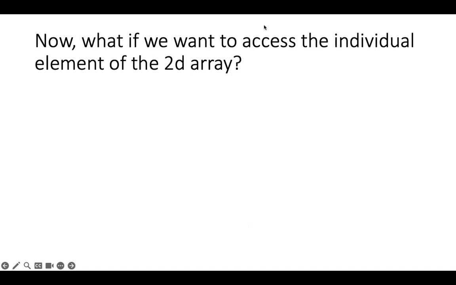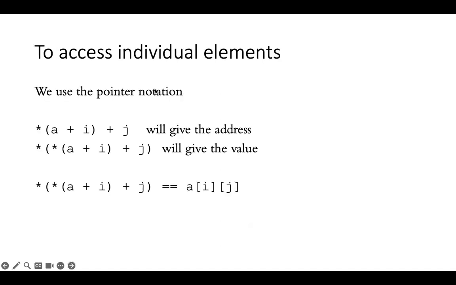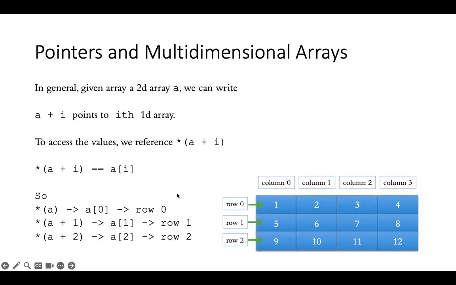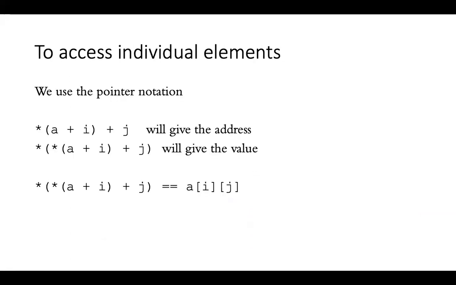So now, what if we want to access the individual element of the 2D array? So in the previous slide, what we are getting here is only the row, the whole row. What if we want to get a certain element in that row? So to access the individual elements, we use this pointer notation. So simply using this, the A plus I, and then enclose in parentheses, asterisk plus J will give us the address. So this, on the other hand, will give us the value.